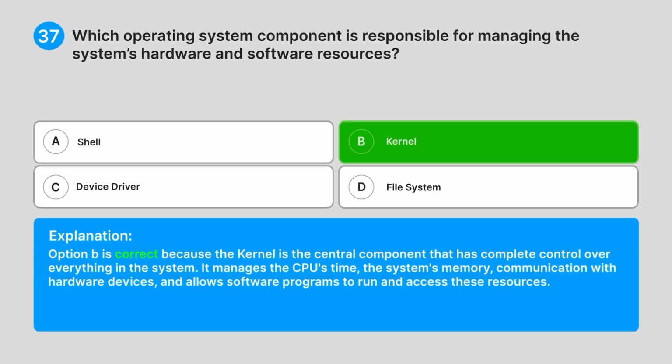Explanation: option B is correct because the kernel is the central component that has complete control over everything in the system. It manages the CPU's time, the system's memory, communication with hardware devices, and allows software programs to run and access these resources.